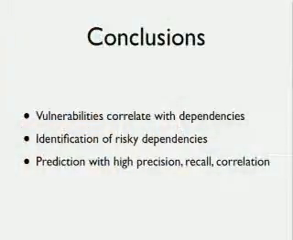So to conclude, what do we have? We've shown that vulnerabilities actually correlate with dependencies. I've shown how to identify dependencies that are particularly risky, or that may, in fact, lower your risk, if you're lucky, and that our prediction models work with high precision, recall and correlation.